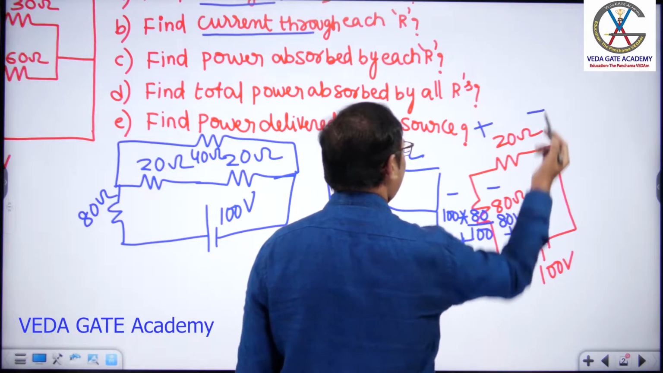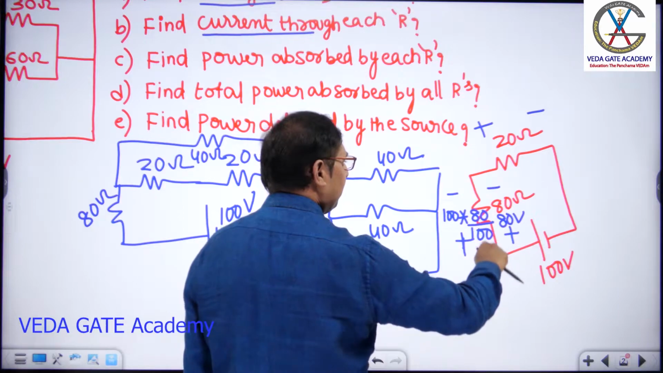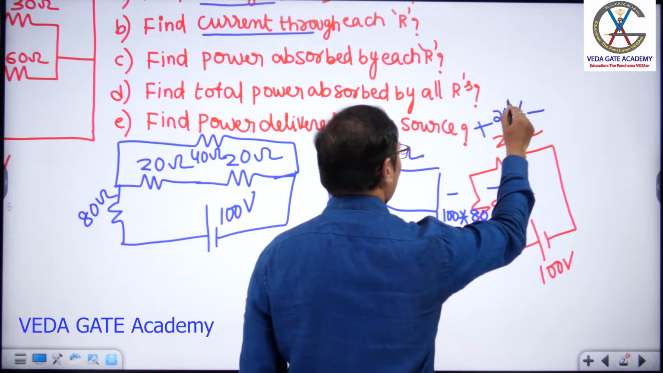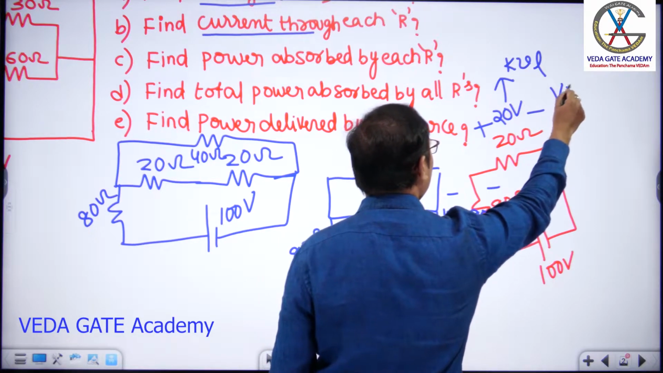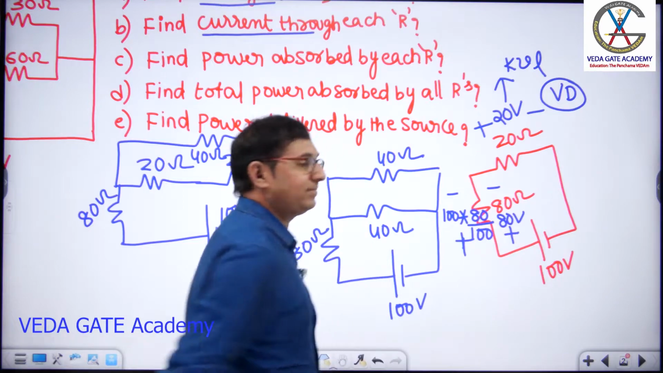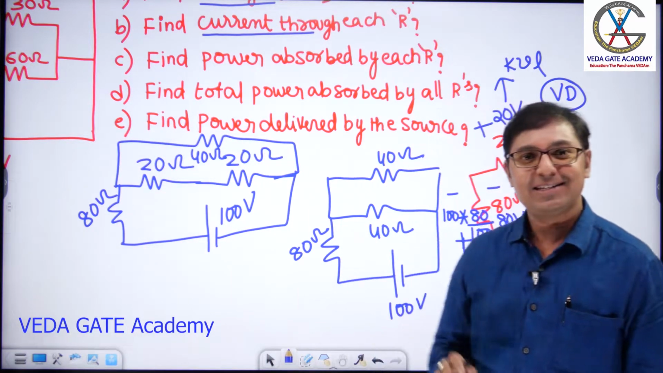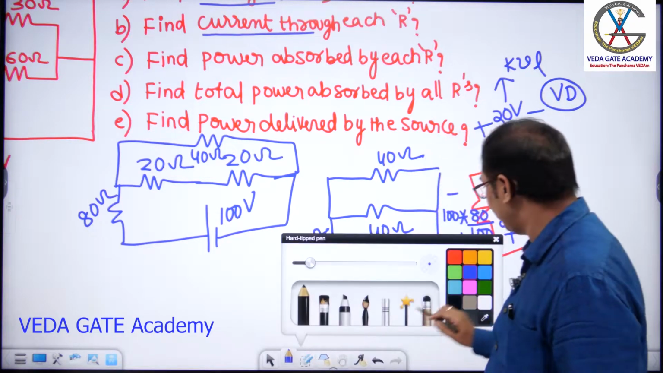Arbitrarily put 2 polarities, sir. Okay, kept. Started positive, go to negative. If you come like this, minus 80 volts plus 100. What is this voltage, sir? 20 volts. This voltage I got by KVL. You can also calculate by voltage division. Done, sir? Next, let us find other branch voltages.